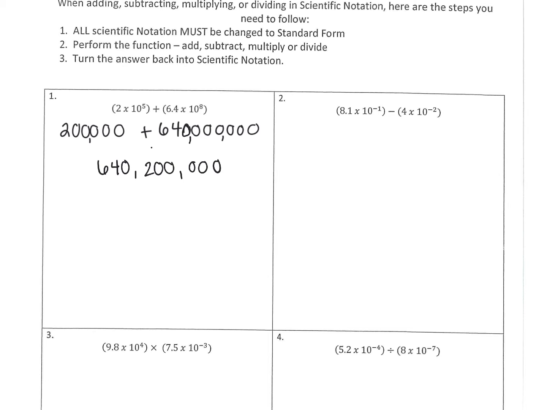And you can put that in your calculator. You don't have to know how to do it off the top of your head, and you don't have to do it by hand. I actually don't recommend you doing it by hand. So you have 640,200,000. Now we're going to turn that back into scientific notation.